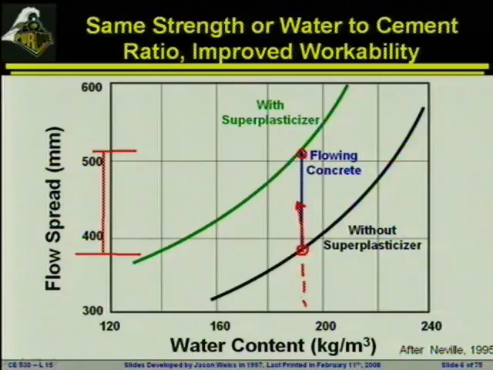But in keeping the same water content, what we've been able to do is increase the flow spread from about 375 up to somewhere around 525. So this would be similar to taking something like a 3-inch slump and taking it to a 6 or 7-inch slump concrete. A little bit easier to work with. We haven't lost any performance, but what we have gained is a concrete that's easier to place.